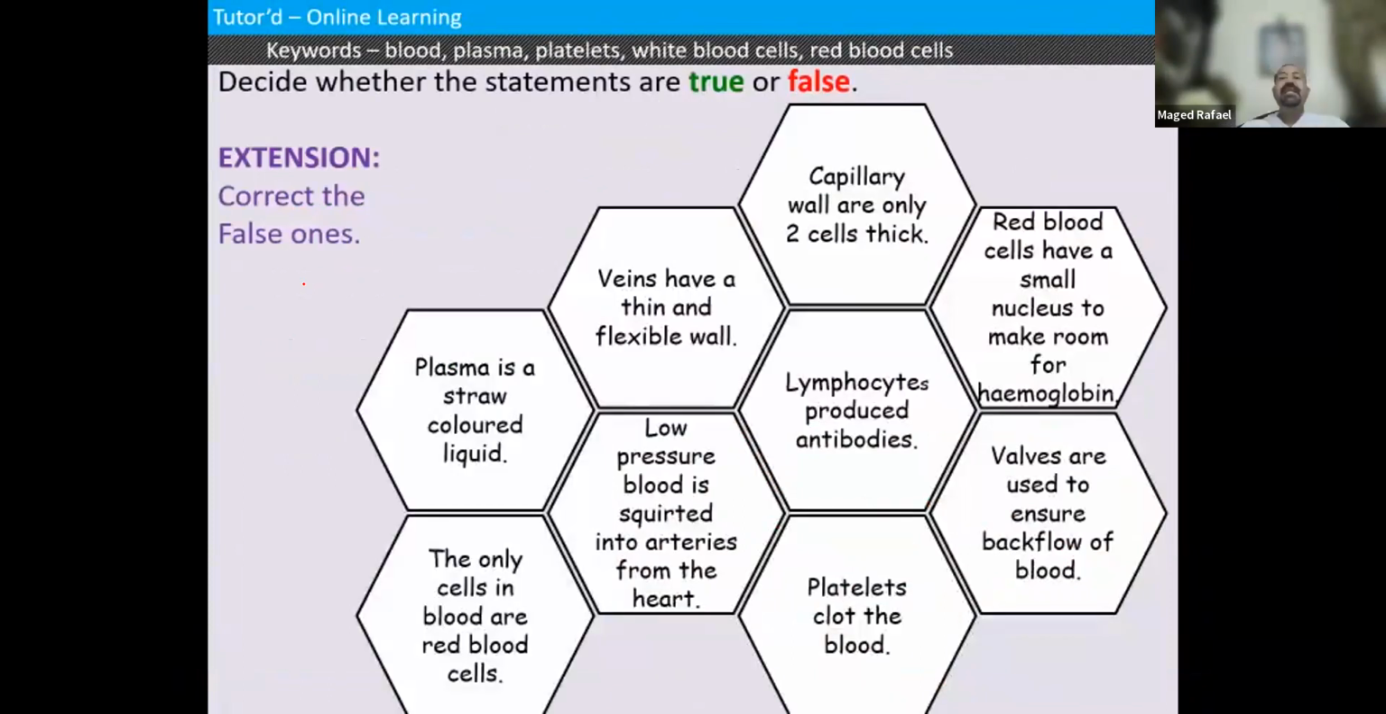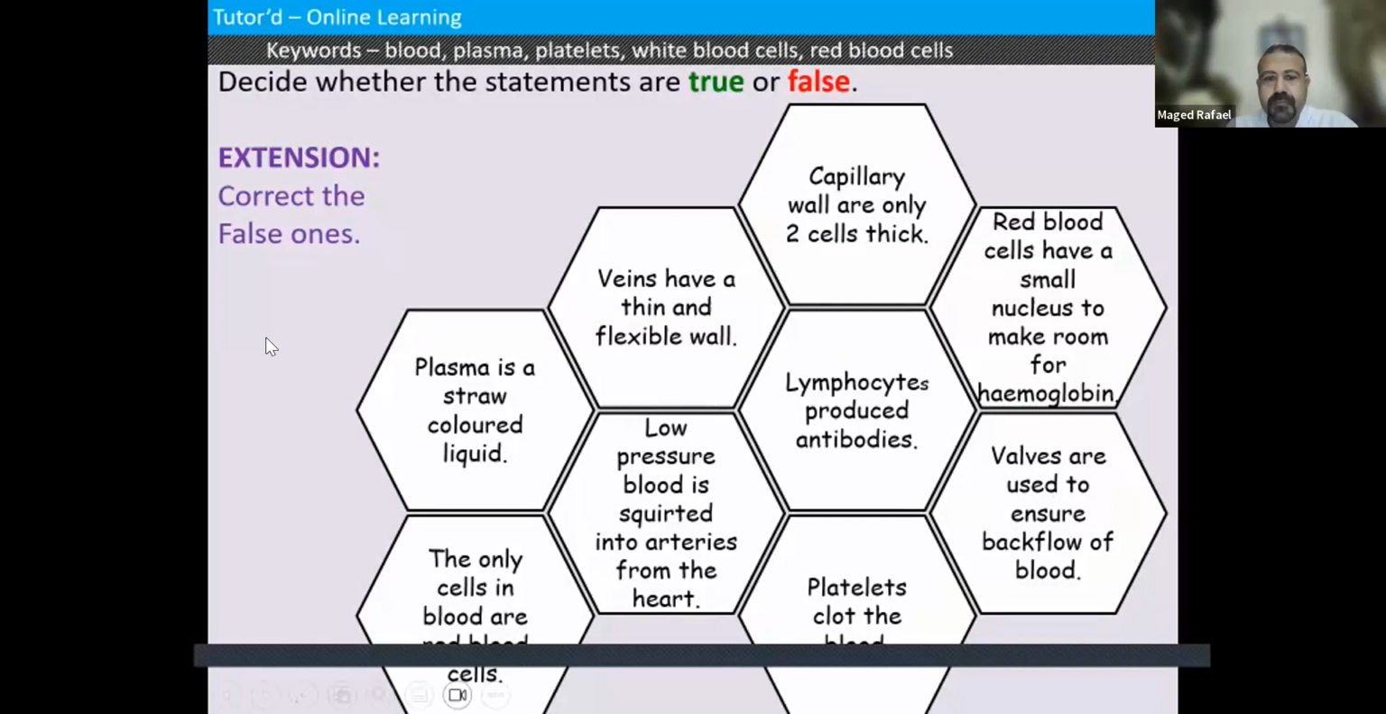Decide whether the statements are true or false. This could take 4 minutes maximum because I want you to correct the false ones. Let's start. Let's start clockwise or zigzag shaped from this side. Red blood cells have a small nucleus to make room for hemoglobin.